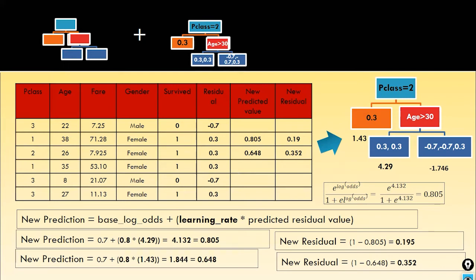This is the log odds of the prediction for this passenger. And if you convert this into a probability, you'll get 0.805.